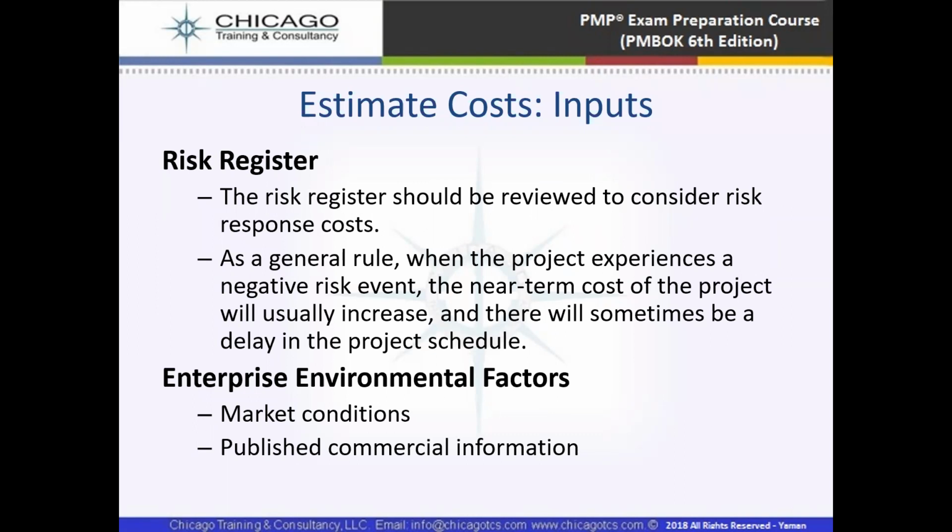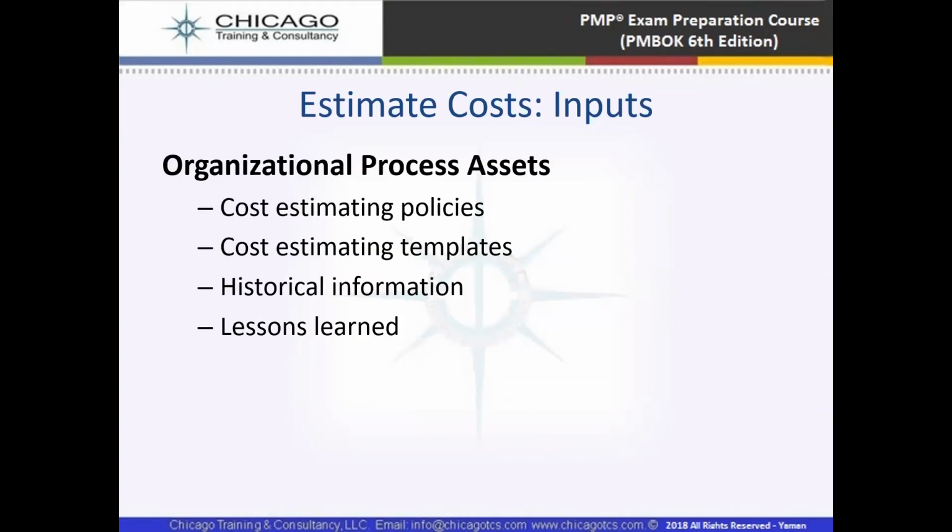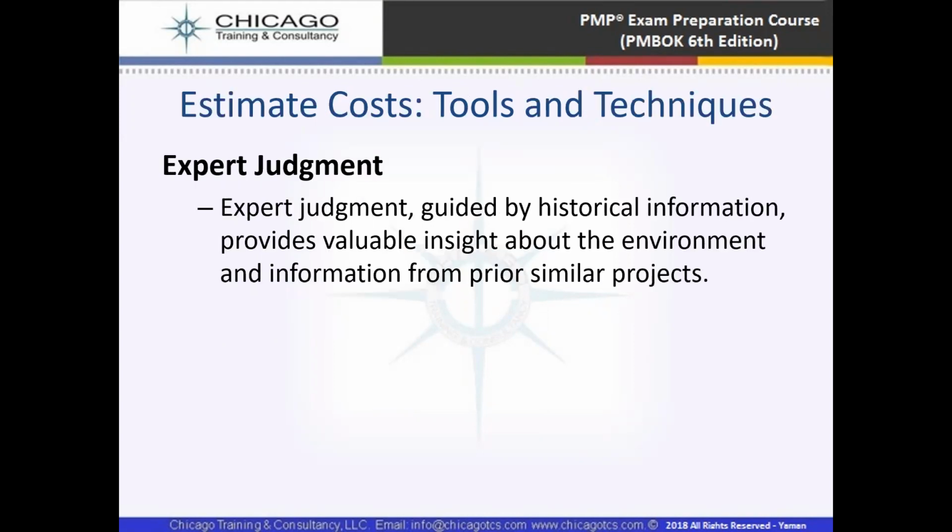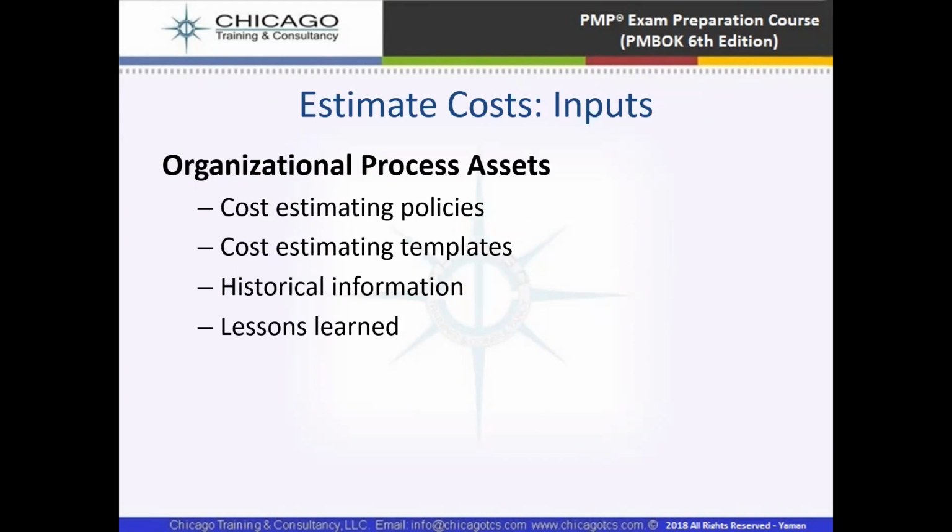And then EEF, enterprise environmental factors, will give us the market conditions and published commercial information. And then there is OPA, organizational process assets, which include cost estimation policies and cost estimation templates, historical information, and lessons learned. These are all our inputs. So this is all the inputs to the estimation of cost.